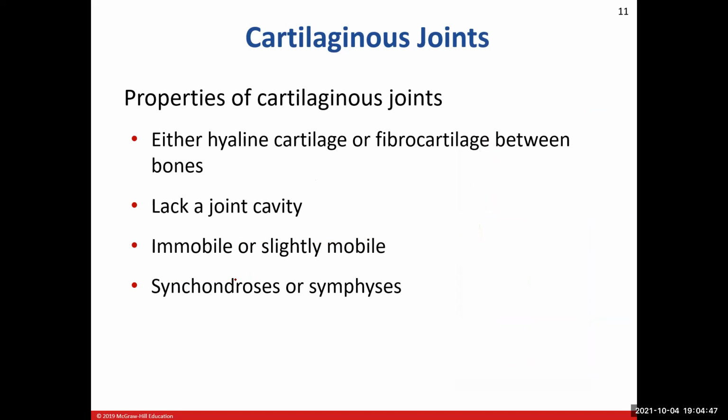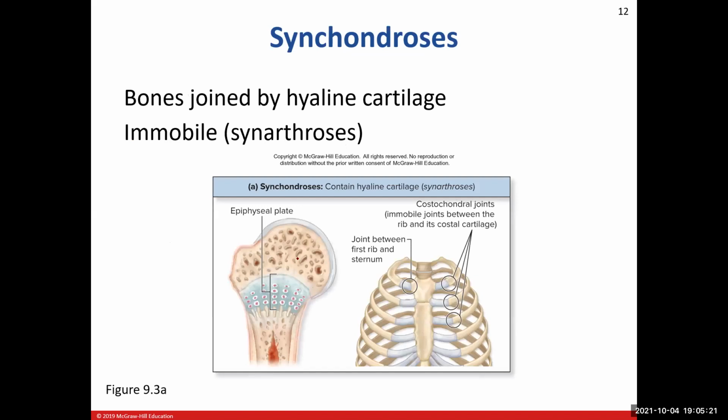These are going to be the joints in which the bones are connected by cartilage. And since we're talking about the skeleton, we're only going to be dealing with hyaline cartilage and fibrocartilage. Again, there is no joint cavity in this type of joint. These joints will either have no movement or just a little bit. And there are two types, synchondroses and symphyses. Okay, you've seen both of these.